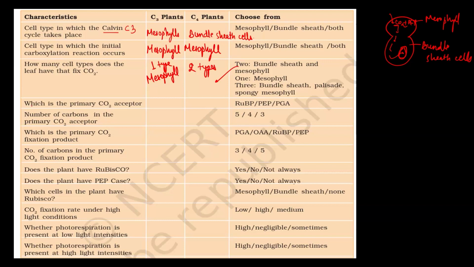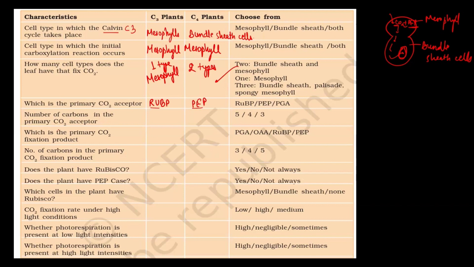Okay, so now the next question is, which is the primary carbon dioxide acceptor in the case of C3 and C4? So if you remember, in the case of C3, we had what? We had RuBP, right? In the case of C3, the primary carbon dioxide acceptor is RuBP, while in the case of C4, we can see here the primary acceptor is PEP. So when carbon dioxide reaches the cell, RuBP undergoes carboxylation, while in the case of C4 plants, it is the PEP which undergoes carboxylation.